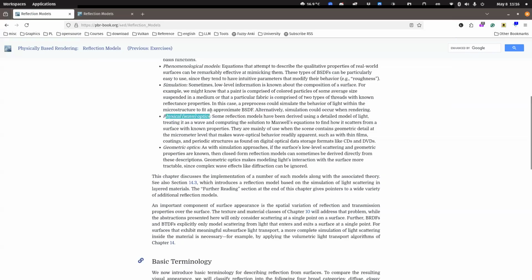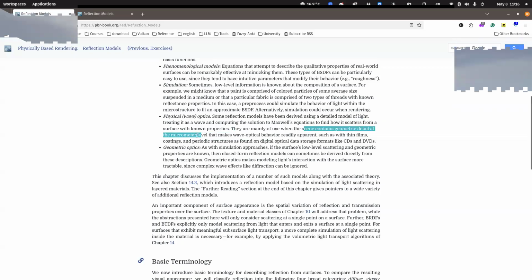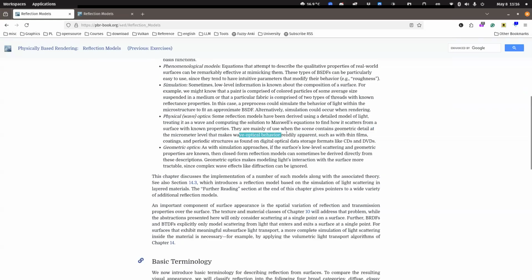Wave optics, which is usually more advanced than what we do, which is geometric optics. With wave optics, some reflection models can be derived using a detailed model of light treated as a wave and computing the solution to Maxwell's equations. They are mainly used when the scene contains geometric detail at the micrometer level that makes wave optical behavior readily apparent.